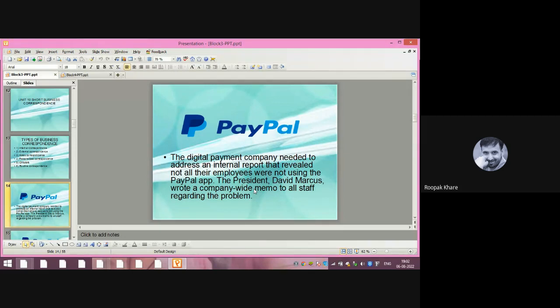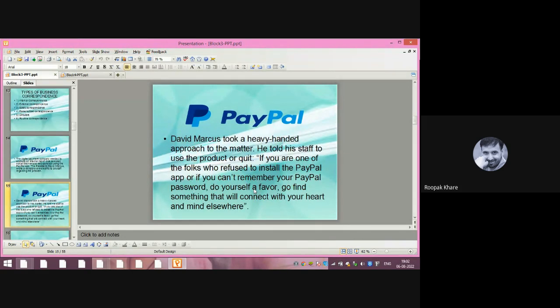What did the memo say? David Marcus took a heavy-handed approach to the matter. He told his staff to use the product or quit. He said, either you use this product, you download the app, or leave the organization and go. Within double quotes: "If you are one of the folks who refuse to install the PayPal app, or if you can't remember your PayPal password, do yourself a favor. Go find something that will connect with your heart and mind elsewhere." This was so rude and direct, right?